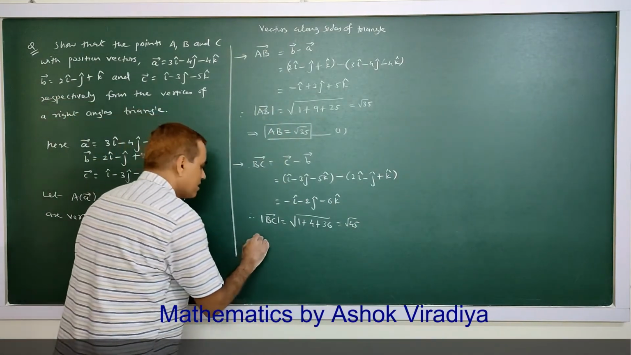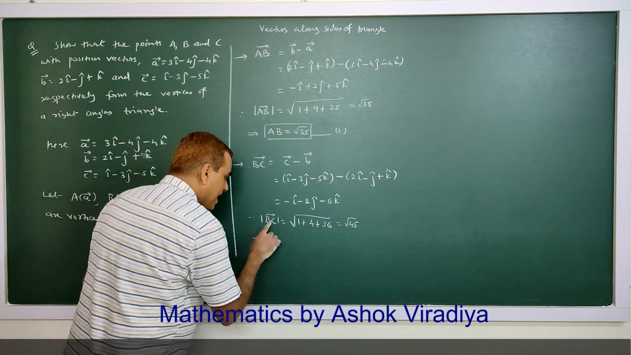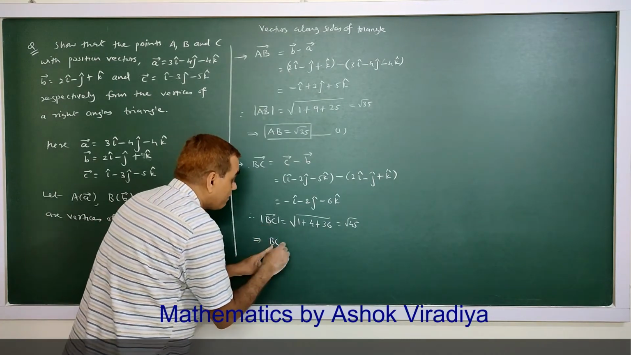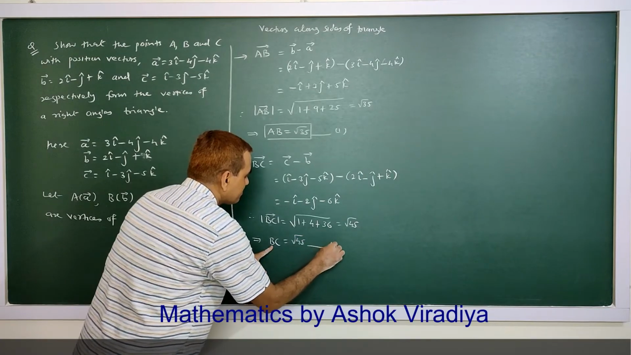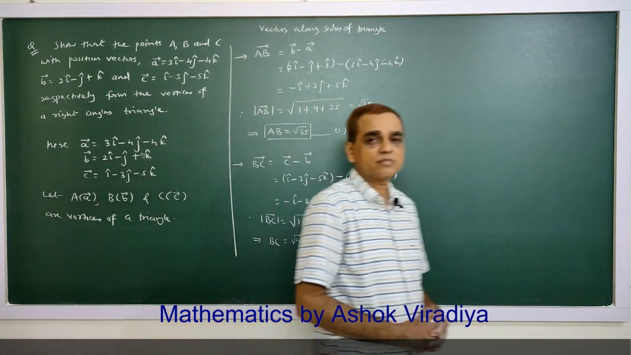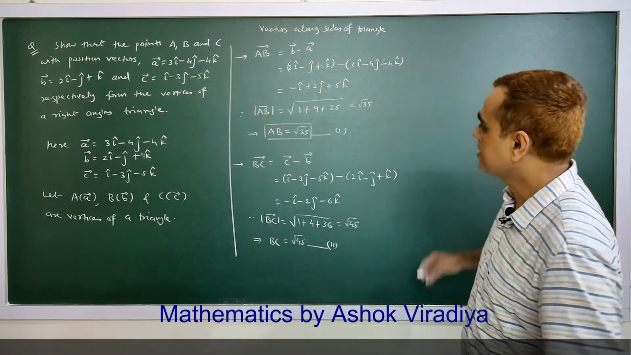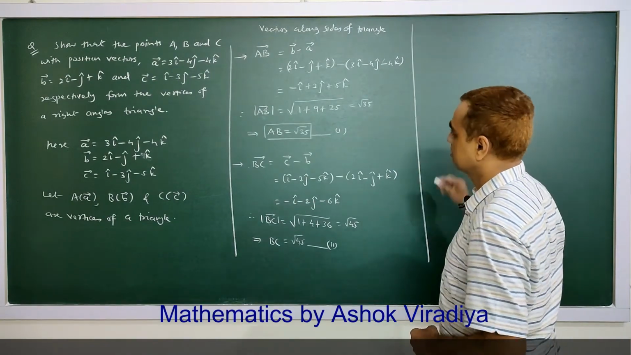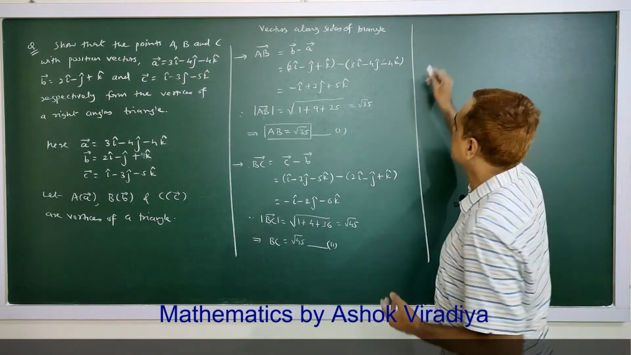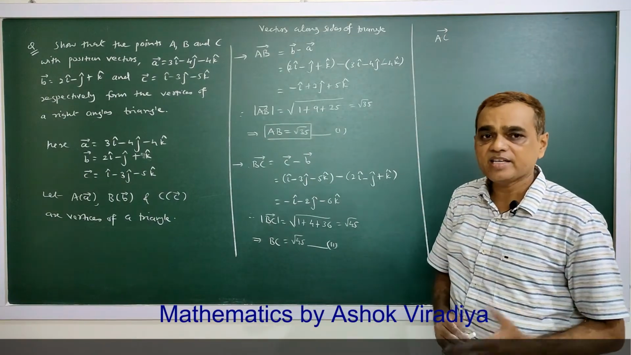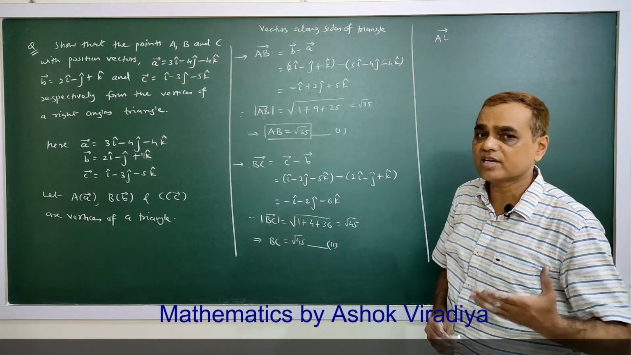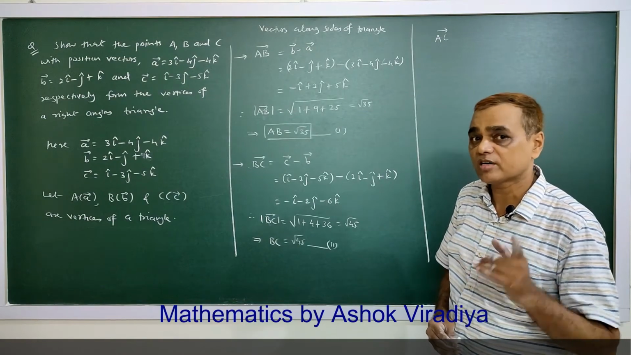That means the magnitude of BC, that is the length of line segment BC, is square root of 45. Now the third side AC. You can find AC or you can find CA; any vector along the third side of the triangle can be found, AC or CA.